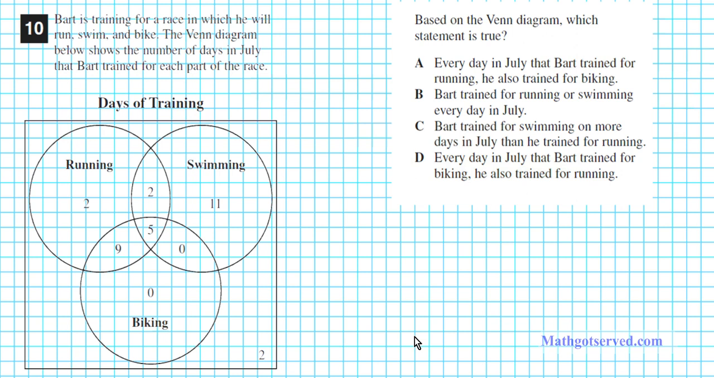All right, let's take a look at option A. It says that every day in July that Bart trained for running, he also trained for biking. So what does that mean? It means that all the days that are in running must also be in biking. So if you look at this Venn diagram, are there any numbers that are in running and not in biking? The answer is yes.